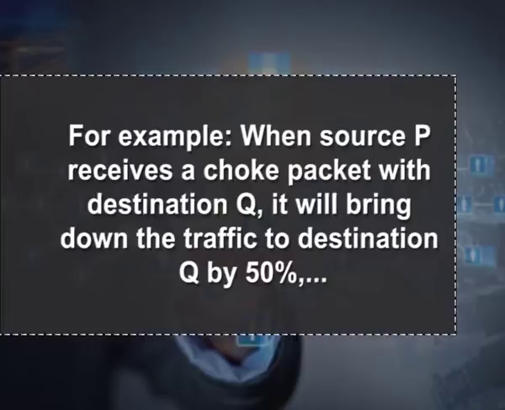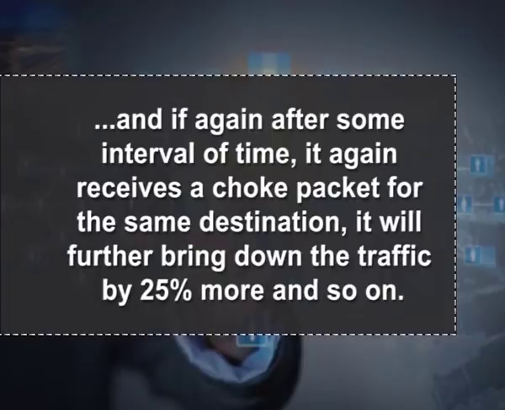For example, when source P receives a choke packet with destination Q, it will bring down the traffic to destination Q by 50%, and if again after some interval of time it receives a choke packet for the same destination, it will further bring down the traffic by 25% more, and so on.